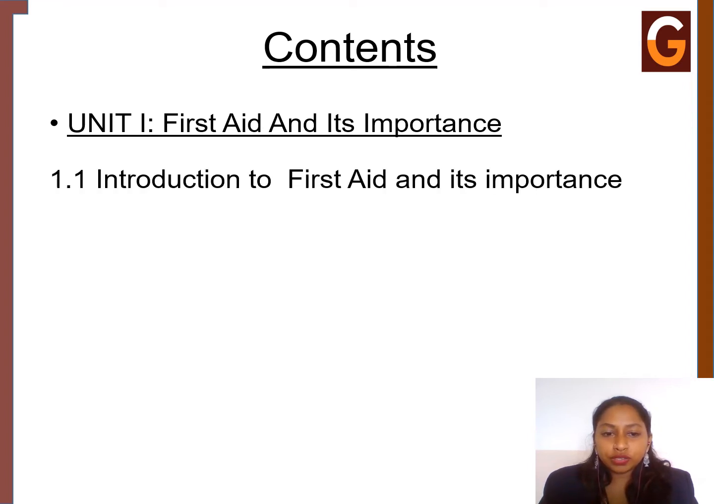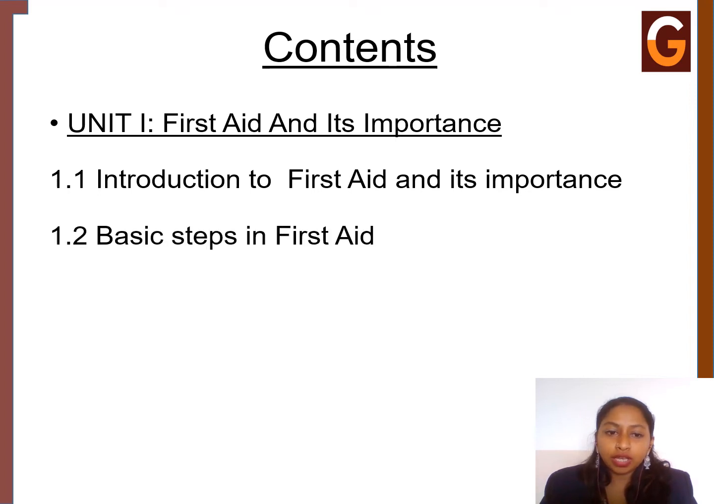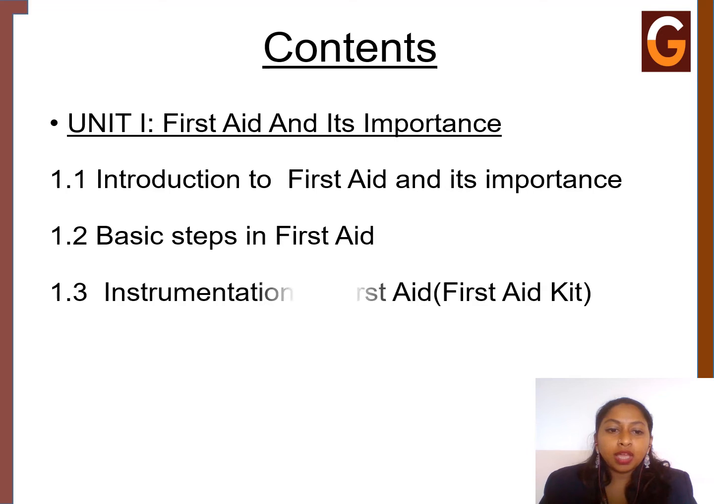So this first unit, that is 1.1, will have all the important details and all the goals and aims of first aid, followed by the basic steps of first aid. So this is nothing but what all steps you need to do or provide in different situations. Summing that up, we'll be taking care of the basic steps. That will be in 1.2.